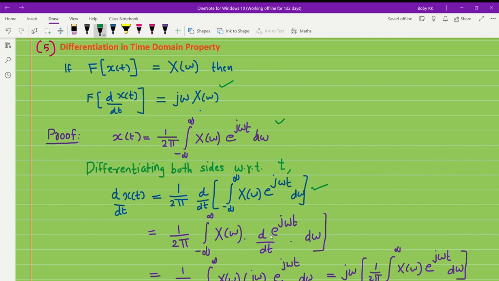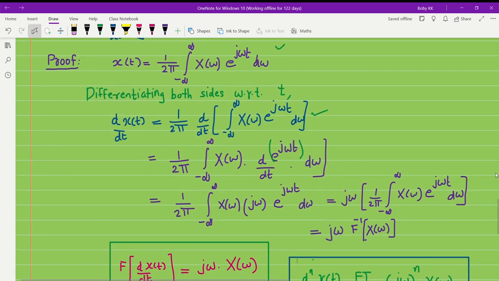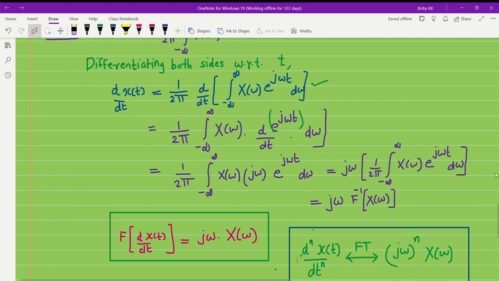So we are only taking the derivative of e raised to j omega t in the right hand side. So what is the derivative of e raised to j omega t? d by dt of e raised to j omega t is nothing but j omega into e raised to j omega t.